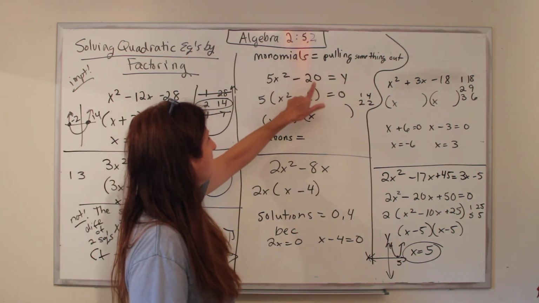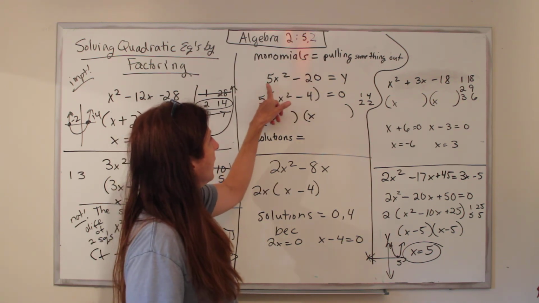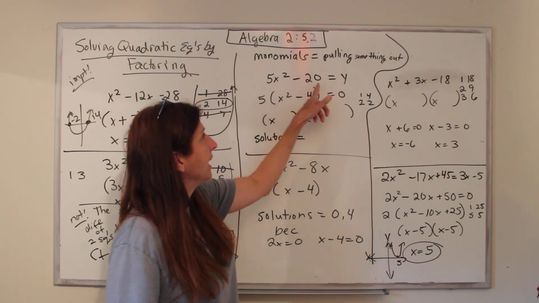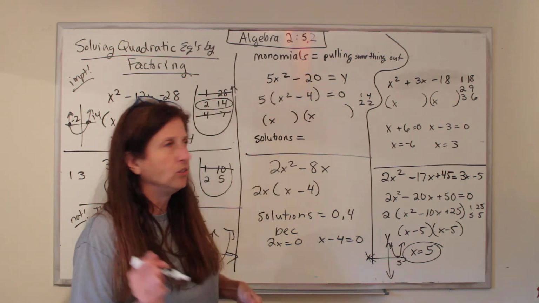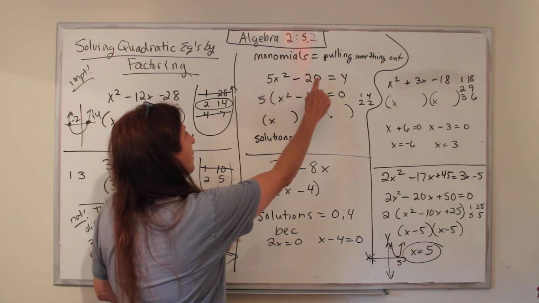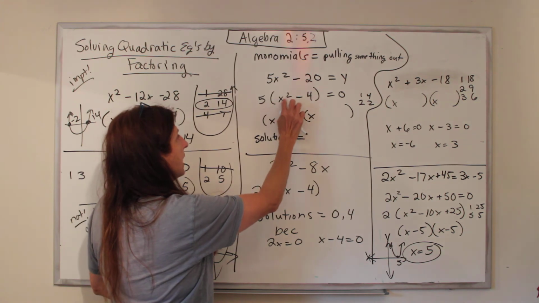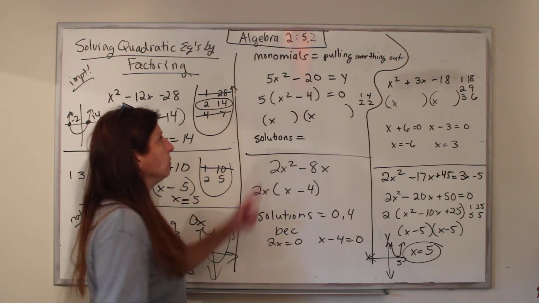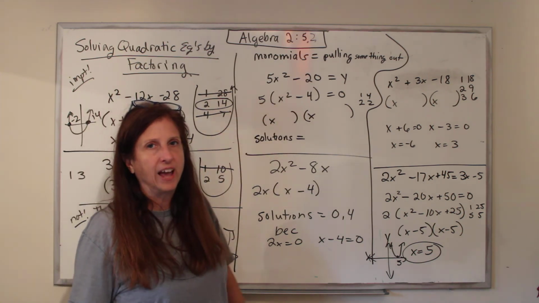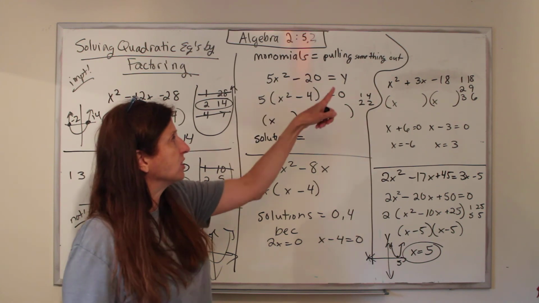Sometimes you have something like this, and there is a number that can divide into both of these, and you pull it out before you do the problem. 5 goes into both 5 and 20, so I'll pull it out here. 5 times x squared is 5x squared, 5 times negative 4 is 20, and you pull this out first before you factor it. So now I need, and the 5 will actually go away.